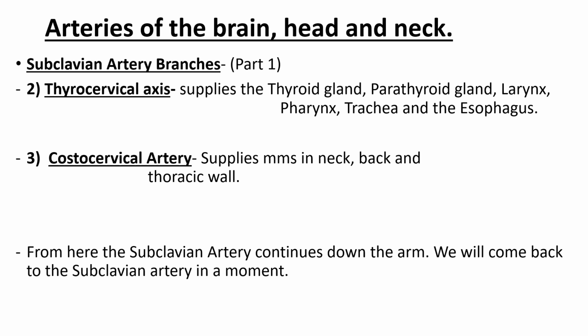Then we have our costocervical artery, which is going to supply all the muscles in the neck, back, and thoracic wall.